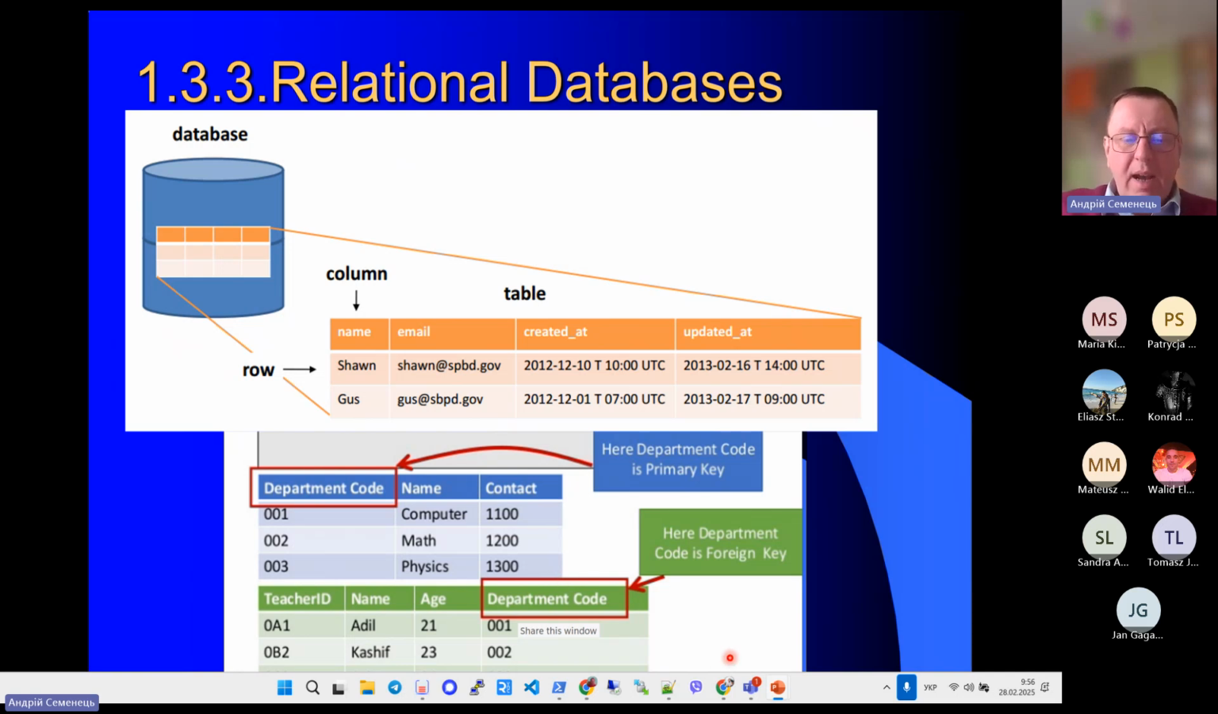And how are they linked? Here is an example, which I will come back to a little bit later, of two tables. One contains information about departments. The second contains information about persons, in this case teachers, because it's a university database designed to manage a university. For departments we have names and some contact information, but also a special field called the primary key, which provides unique identification for each department.